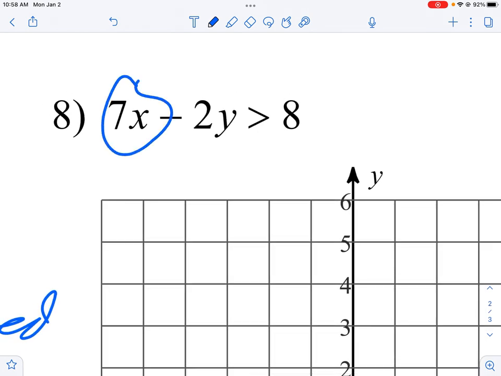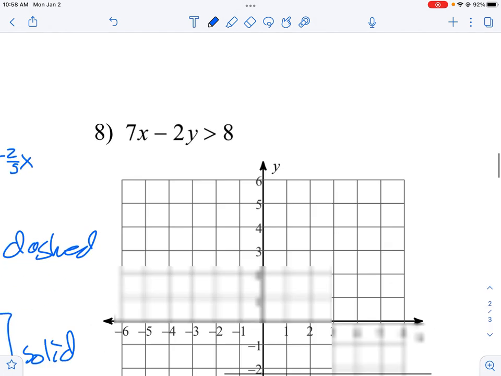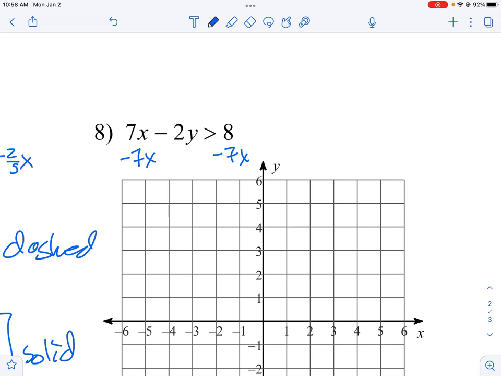Again, we need to get y all by itself. So subtract the 7x, subtract 7x. It was subtract 2y, so I'm going to have -2y on my left side here. I got greater than 8 minus 7x. I need to get rid of this -2, so I'm going to just divide everything by -2. Divide by -2. This looks a little weird there.